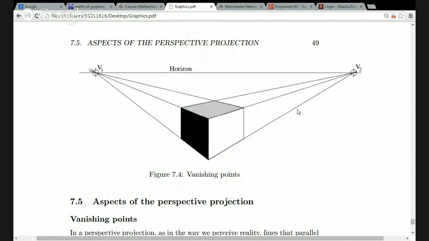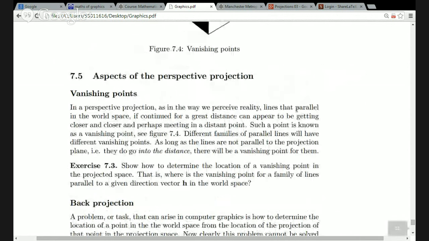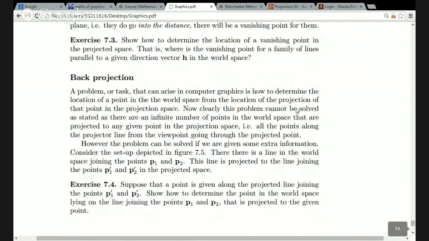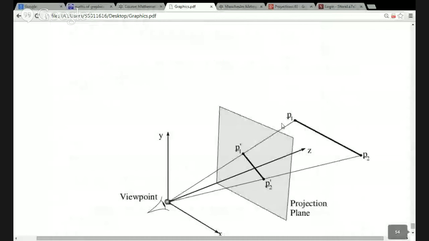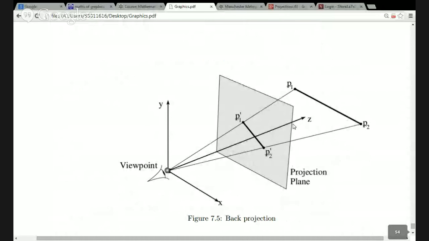Okay, there's an application of this. So what we're going to pick up today with is this application of back projection. Now, back projection is the problem of trying to reverse the projection process.